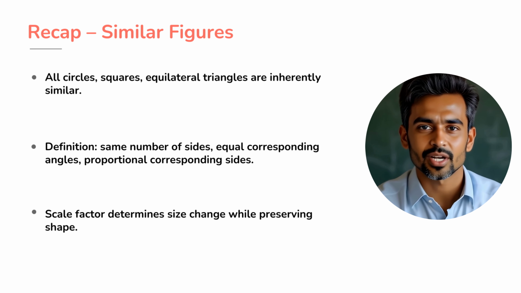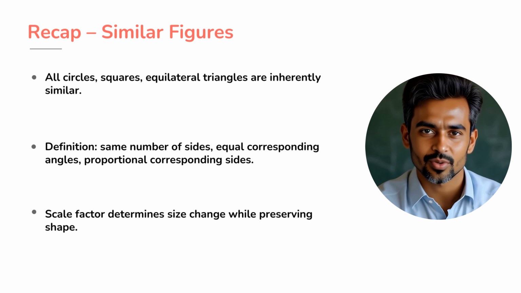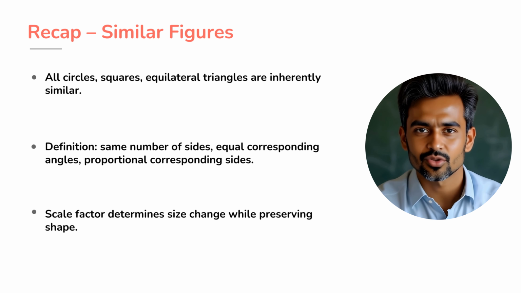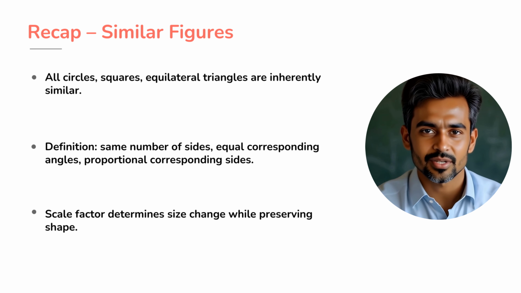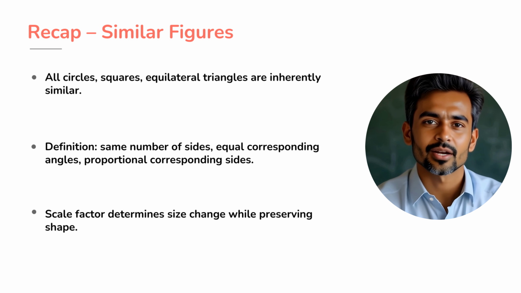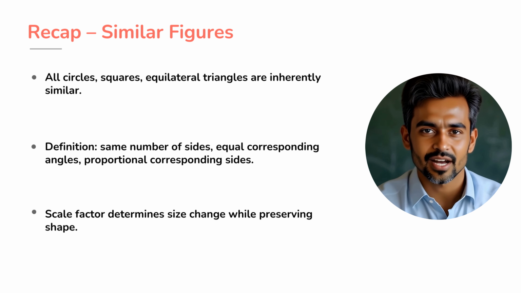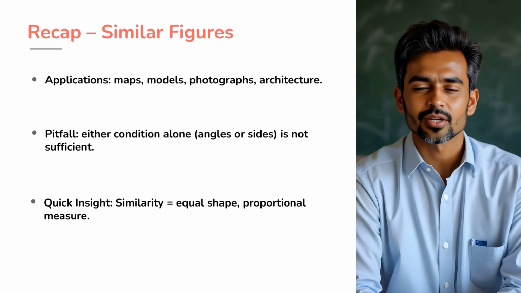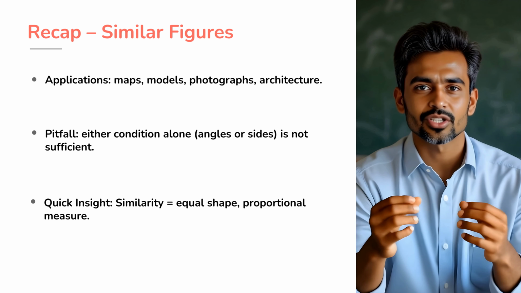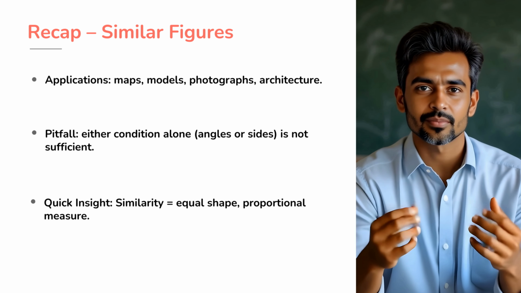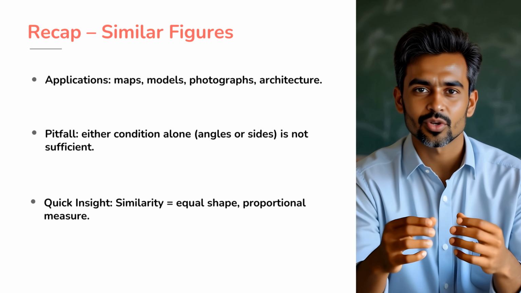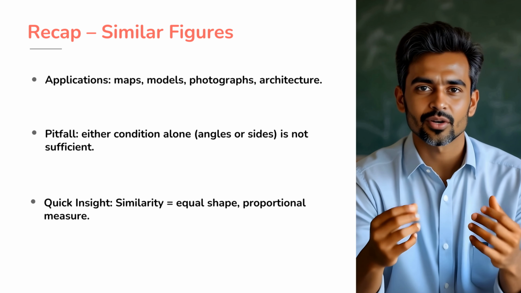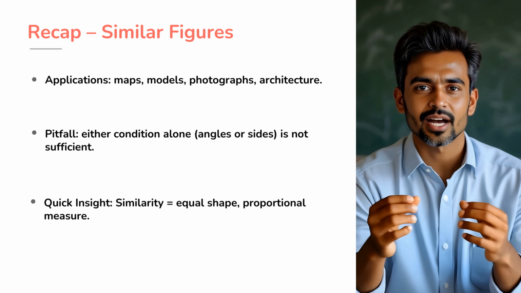Let's recap everything we learned. All circles, squares, and equilateral triangles are always similar. Definition: two polygons with the same number of sides are similar if corresponding angles are equal and corresponding sides are proportional. The ratio of sides is called the scale factor, used in maps, models, and architecture. Pitfall alert: satisfying only one condition is not enough. You need both. So, similarity means equal shape with proportional measure. And that's what connects mathematics with the way we build maps, photos, and even skyscrapers.